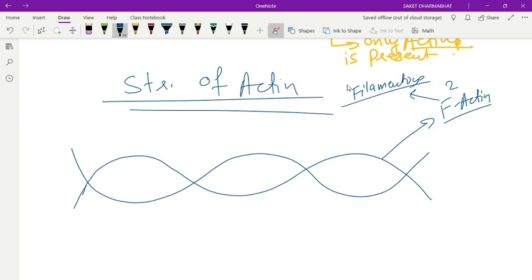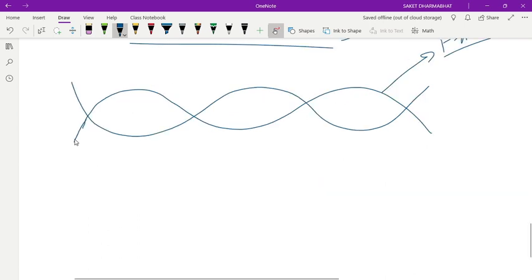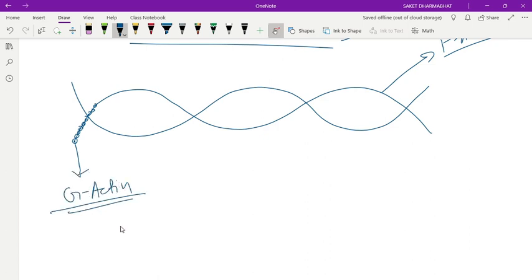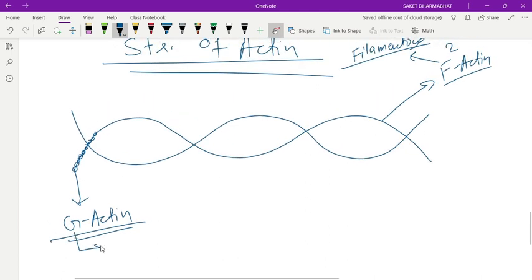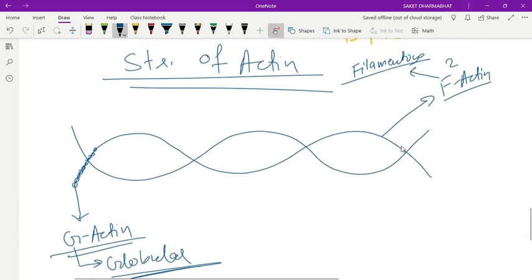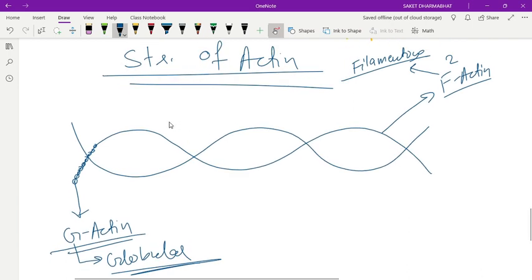Now this filamentous actin is made up of some monomers. Many monomers combine and form this filamentous actin. The monomer of filamentous actin is called as what? G actin. G is what? Globular actin. Okay. Many globular actin combine and form F actin. Up to here understood? Okay.